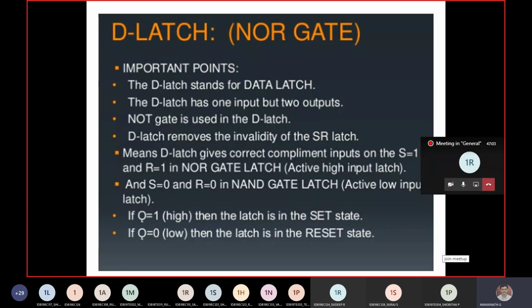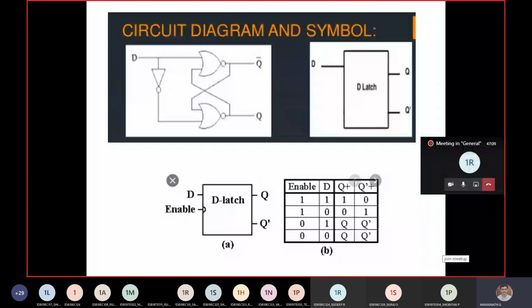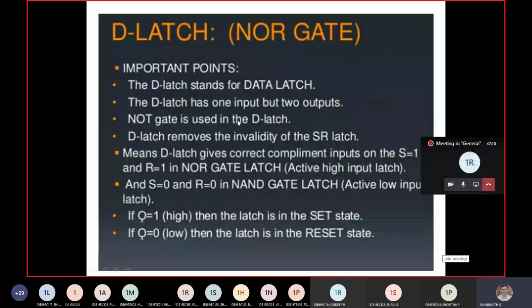Yes. Yeah, you can see there. So D latch stands for data. I can call this delay also because it is providing delay for me. And it has one input and two outputs. One input is D, and two outputs are Q and Q bar. So NOT gate is used in D latch. So you're going to use NOT gate in the D latch. Okay.